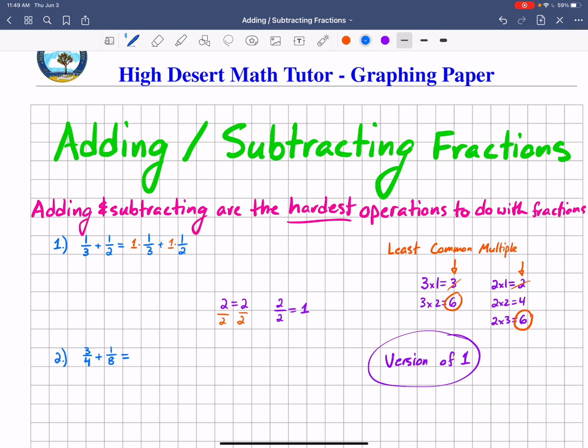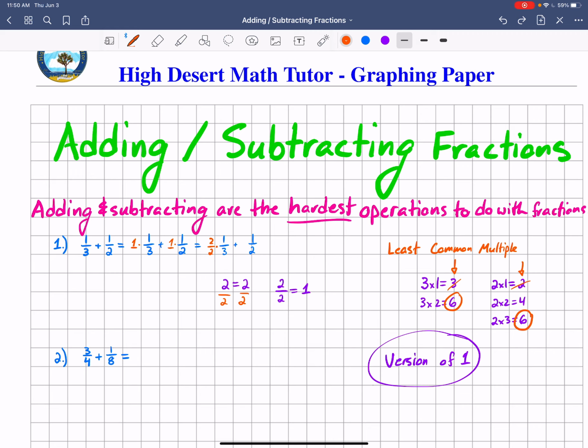Now, what we can do here is copy over 1/3 plus 1/2. Instead of writing 1 as the simplified version of 1, we're going to write it as the version 2 divided by 2. We're going to multiply 1/3 by 2 divided by 2. Similarly, we need to do this with a special version of 1 that will change the fraction 1/2 into a fraction that has a 6 in the denominator, on the bottom of the fraction.